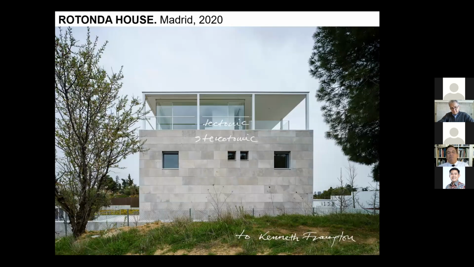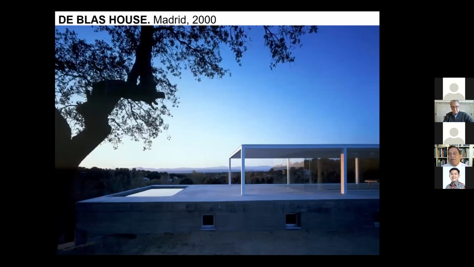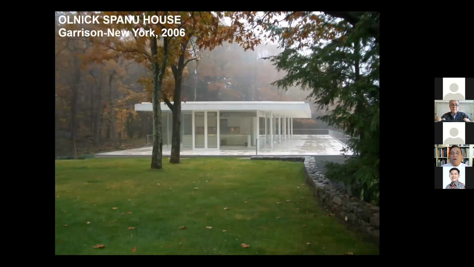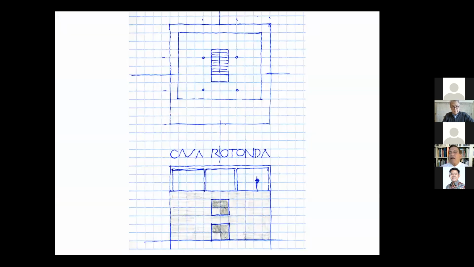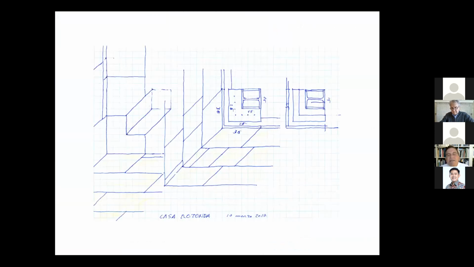And with this idea of Belvedere is my last building built, a house in the outskirts of Madrid, the Rotonda house. Compositionally, we could say this family, the first was the Blas house, was exactly the same. The Olnick Spanu house belongs to this collection of archetypes, and also the Rufo house. That's this Rotonda house. Why Rotonda house? Because I use some classical mechanisms like the double axiality, and it's so simple, no more. We could analyze it, but it is not necessary.